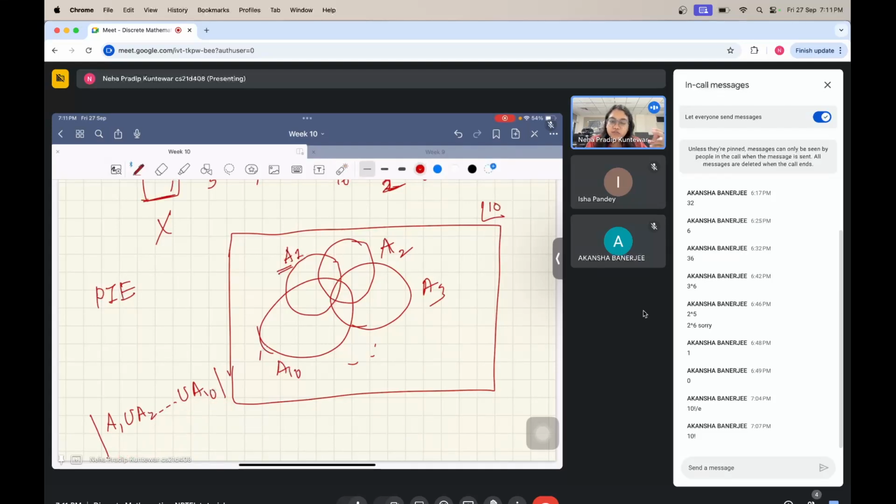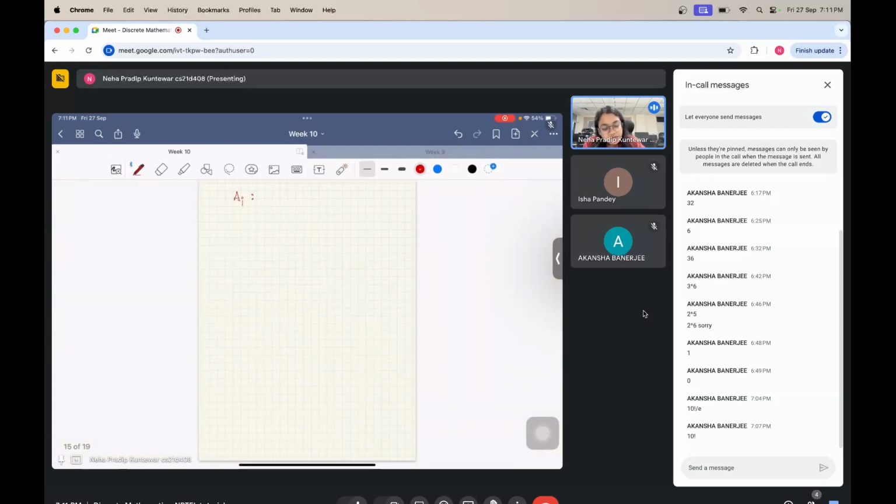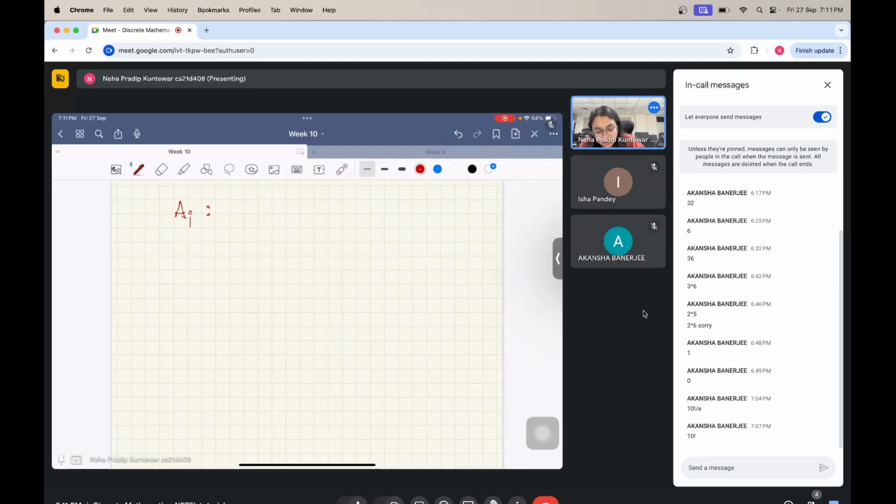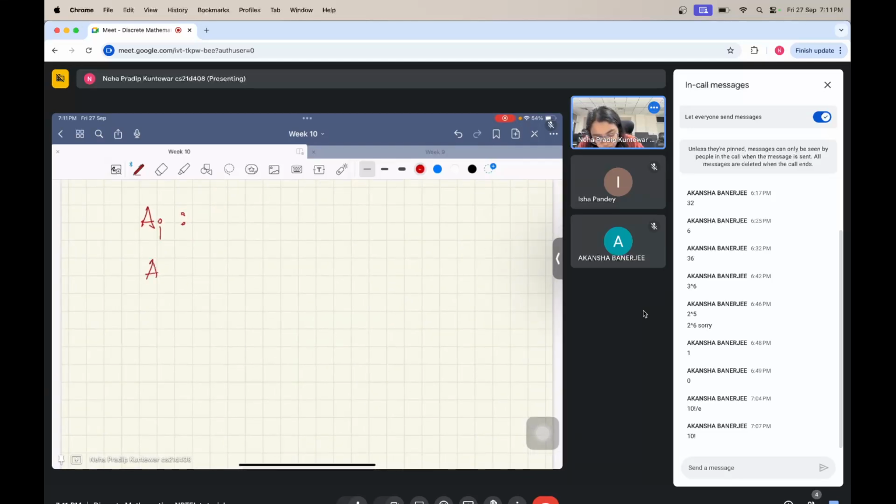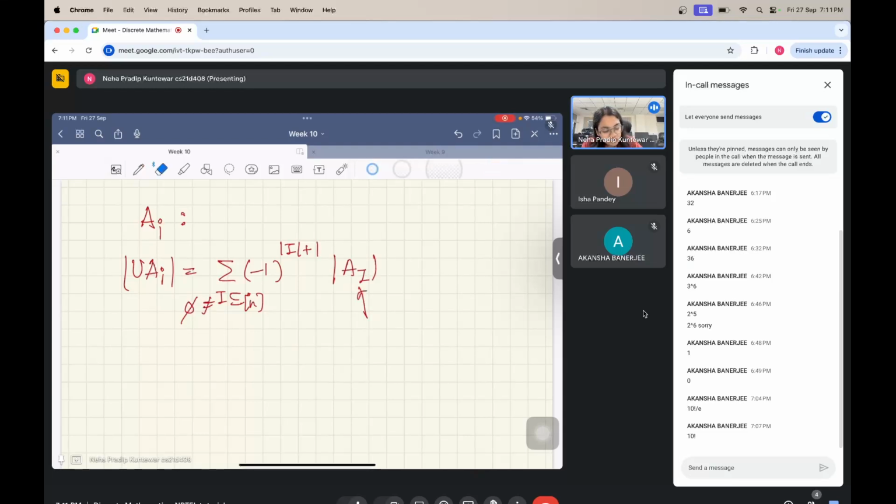We already know this principle of inclusion exclusion, and we know a very succinct way of writing it. So we know that the union of Ai is the same as the summation of (-1) to the power of size of I plus 1, where I is a non-empty subset of {1, ..., n}, times the size of A_I. What do I mean by A_I? A_I is the intersection of all the events that are in I.